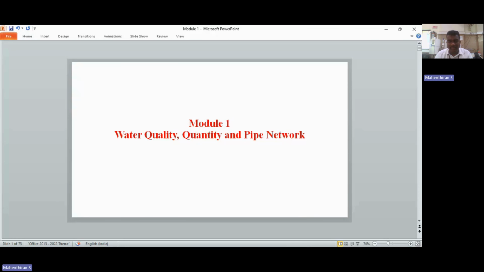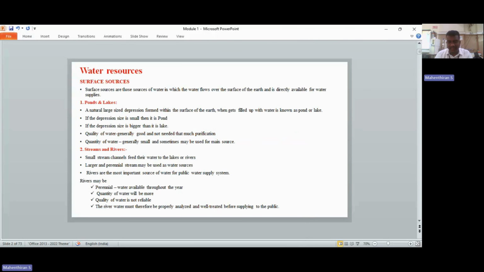Now, we are going to discuss a topic, water resources, specifically focusing on surface and subsurface sources of the water. Water is the most fundamental resource for human survival, and as civil engineers, you will play a crucial role in planning, designing, and managing water supply systems. Let us begin. First, look at the definition in the slide.